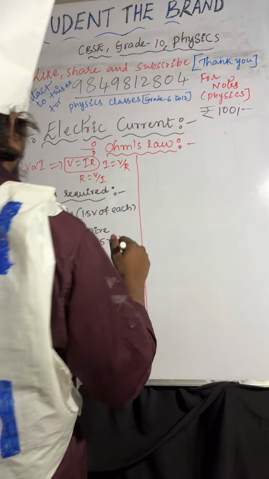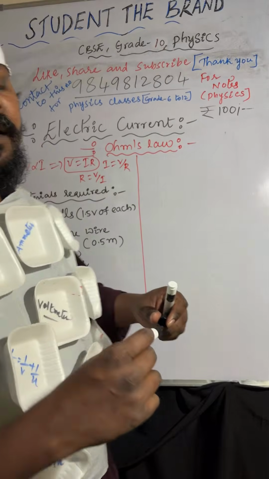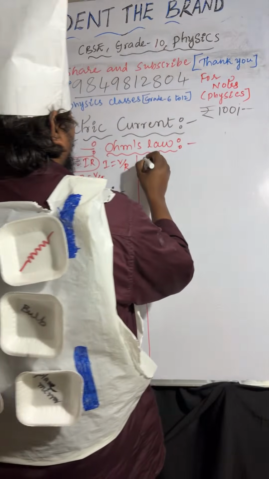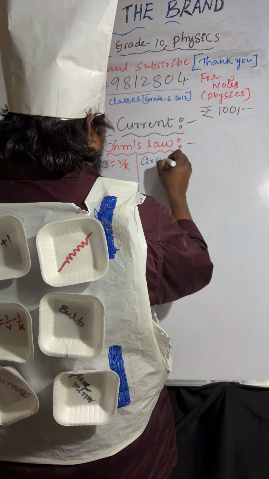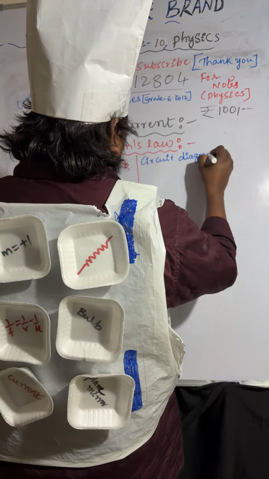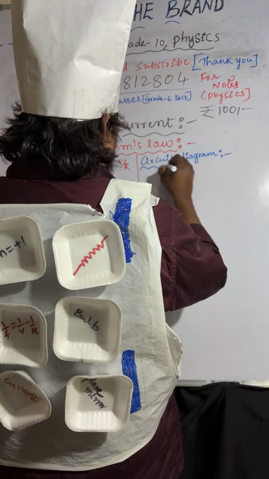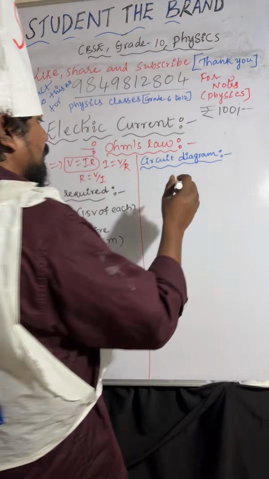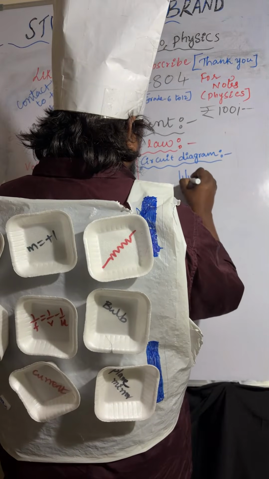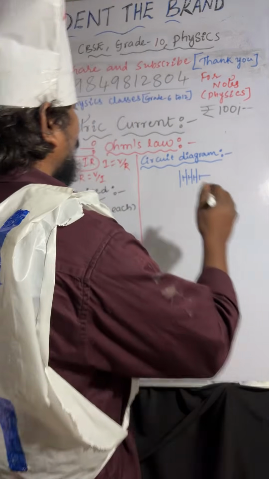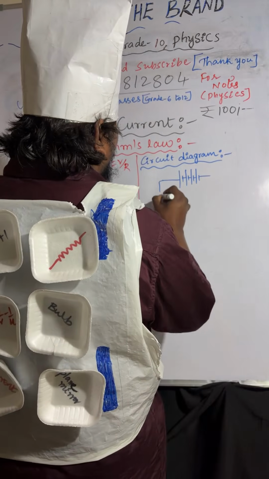Okay, so these are the materials required. Now, the circuit diagram. I have to connect all those cells, so 1, 2, 3, 4. That I am connecting to the ammeter.